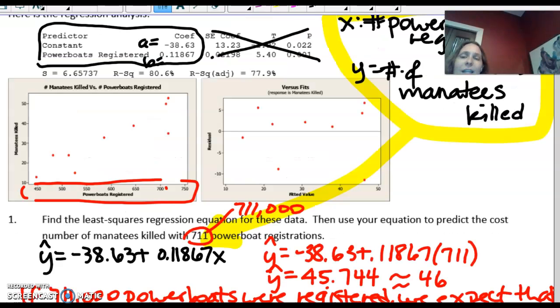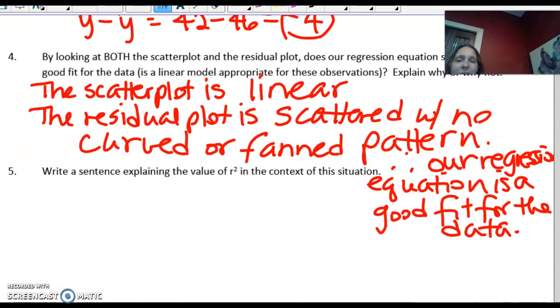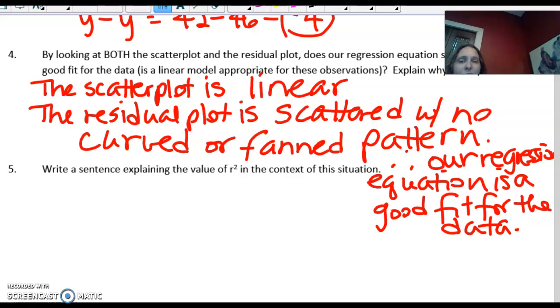All right, taking a look at the scatter plot, you can see a fairly linear pattern. Taking a look at the residual plot, you can see that we have points both above and below the line of residual equals 0. And there is not a particular pattern that looks like everything makes a parabola or a sideways V. So we should be okay. The scatter plot is linear. The residual plot is scattered with no curved or fan pattern. Therefore, our regression equation is a good fit for the data. It's worth it to go ahead and try to make predictions.